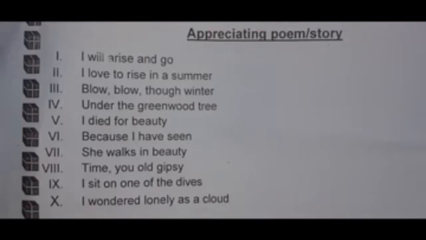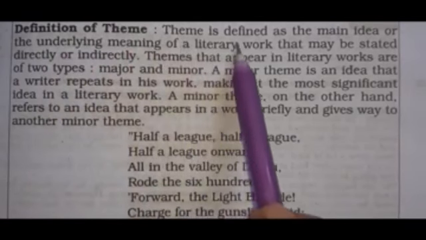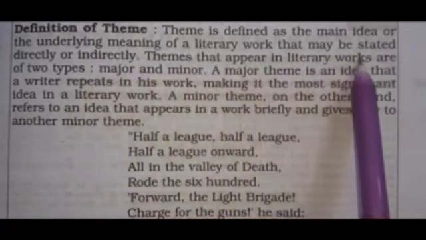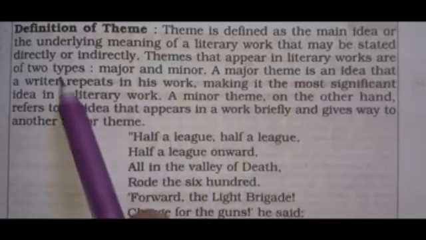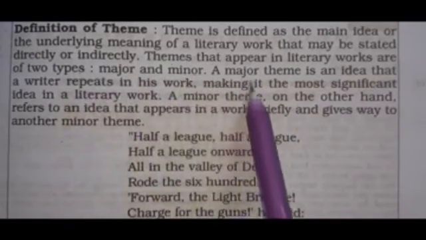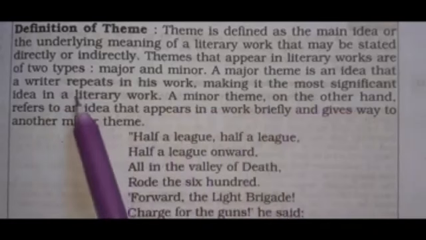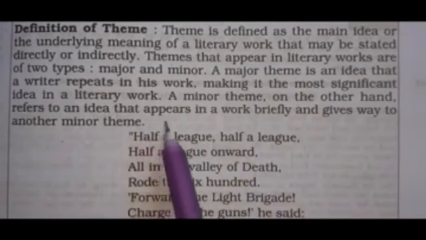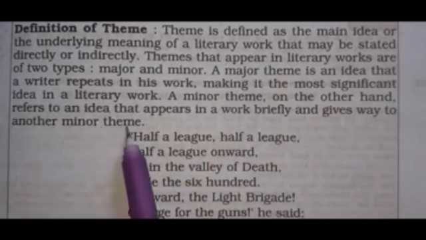Okay, for your better understanding, I am showing you the definition of theme. Here you can see the definition of theme. Theme is defined as the main idea or the underlying meaning of a literary work that may be stated directly or indirectly. Themes that appear in literary works are of two types, major and minor. A major theme is an idea that a writer repeats in his work, making it the most significant idea in a literary work. A minor theme, on the other hand, refers to an idea that appears in a work briefly and gives way to another minor theme.